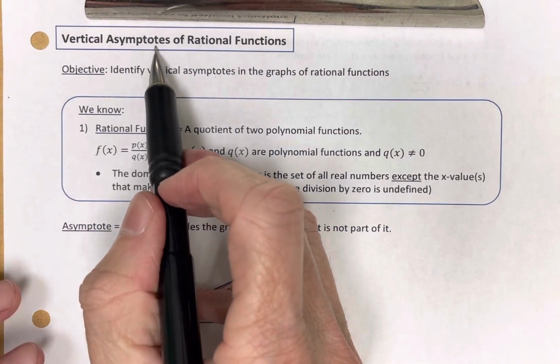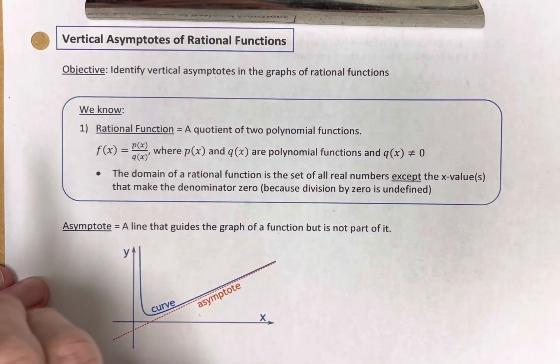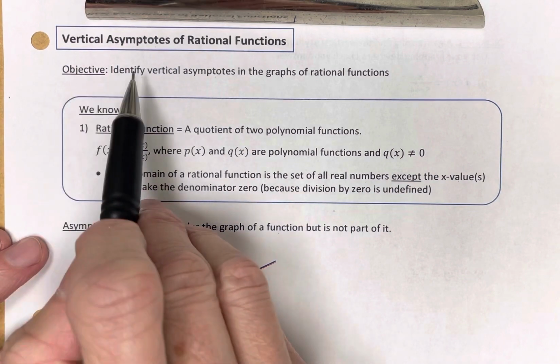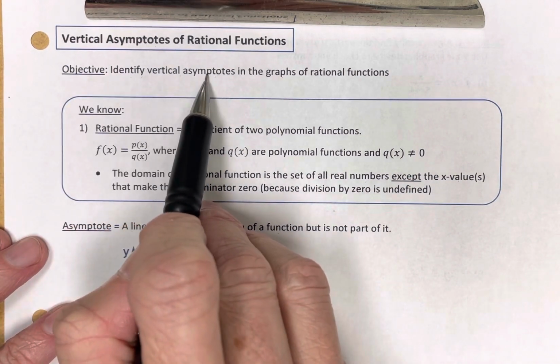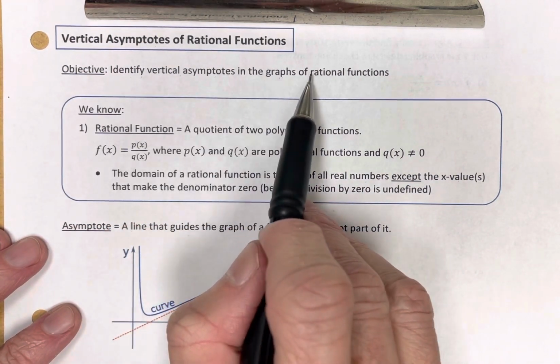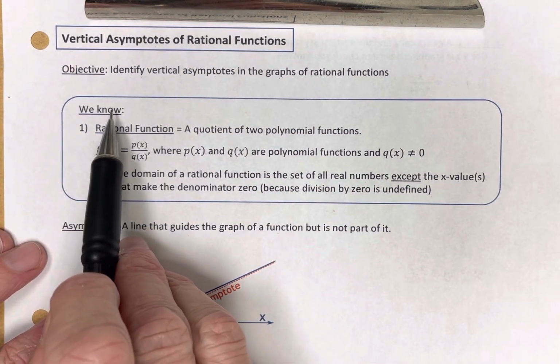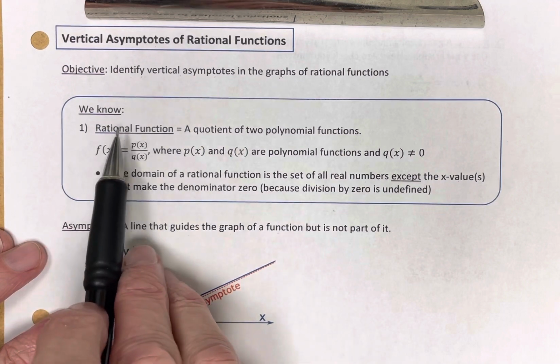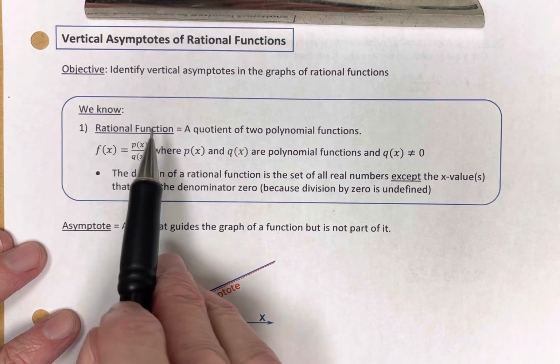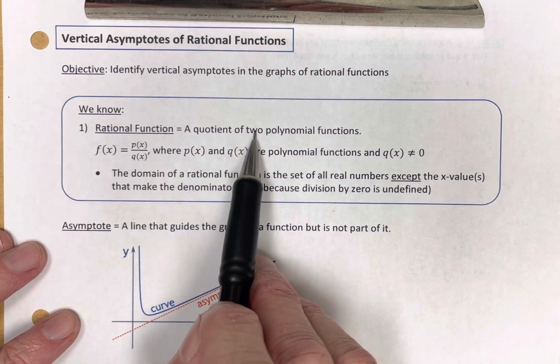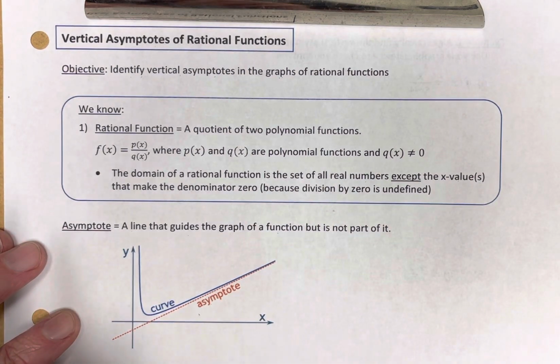Vertical asymptotes of rational functions. Our objective: we want to identify vertical asymptotes in the graphs of rational functions. Let's begin by recalling what we already know. We know what a rational function is. It is a quotient of two polynomial functions.